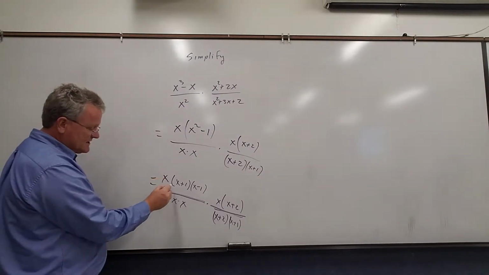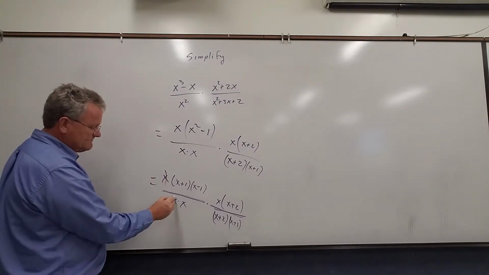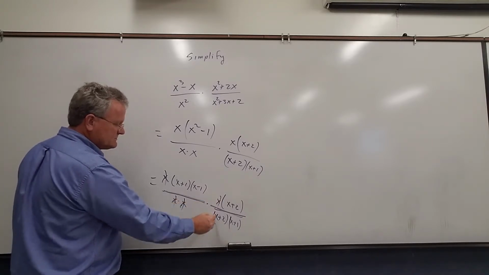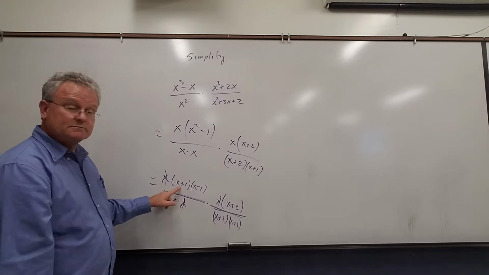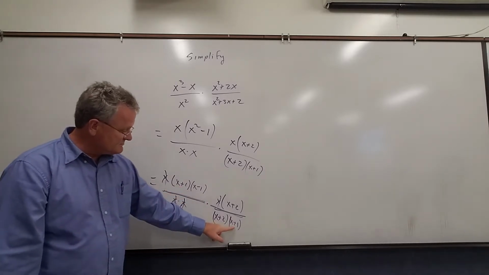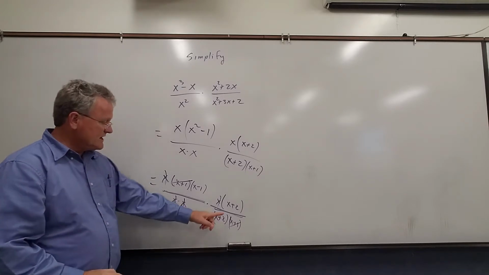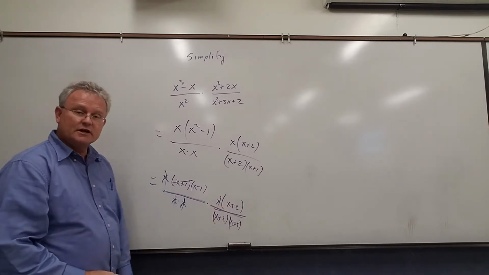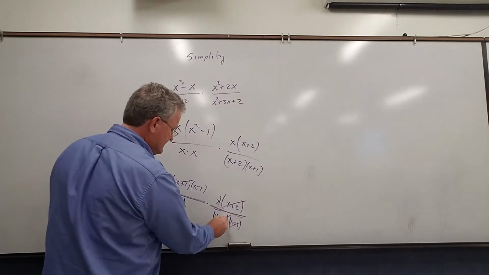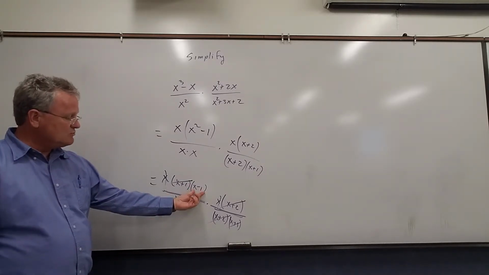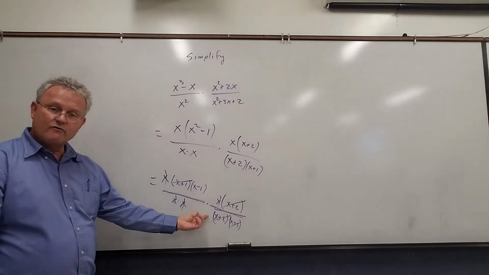This x cancels with one of these. This x cancels with this x. There's an x plus 1 in the top and there's an x plus 1 in the bottom. They cancel. And there's an x plus 2 in the top and there's an x plus 2 in the bottom. So what are we left with? We're left with x minus 1 over 1.